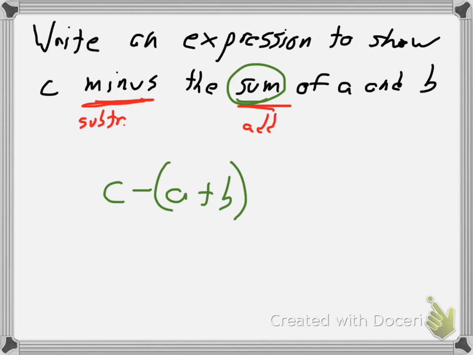Now if I'm thinking to myself, is this the same thing as just saying c minus a plus b? No, it's not. Order of operations tells us that these are going to give us different answers. On the left-hand side, I would have to do a plus b first. On the right-hand side, I would do c minus a first, giving us two very different answers. That one is not going to be right. The c minus in parentheses a plus b is right because we need to subtract the sum of a and b from c. So we need to find the answer of a plus b first.